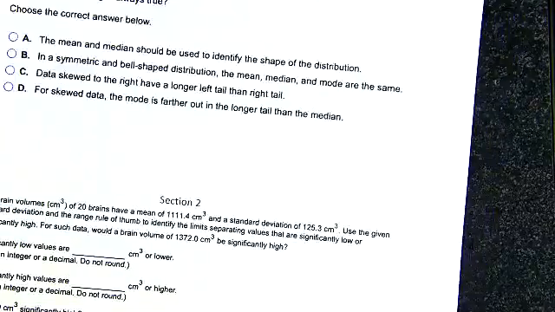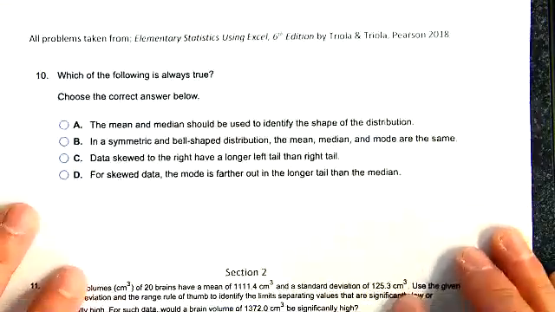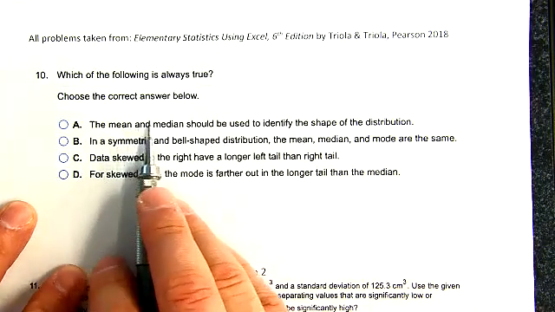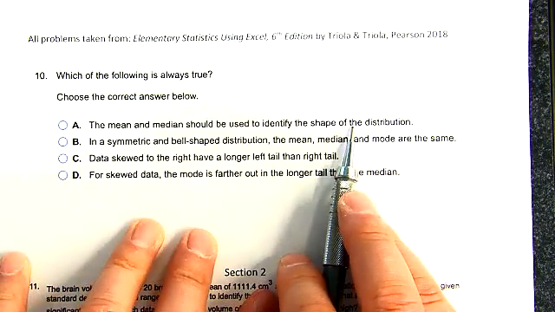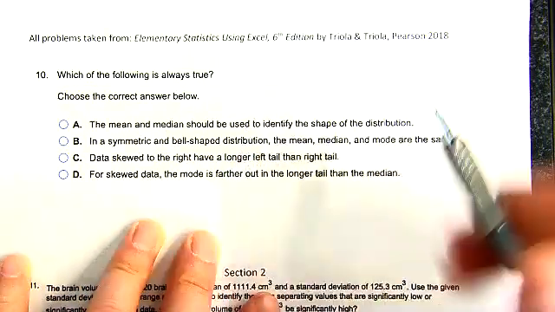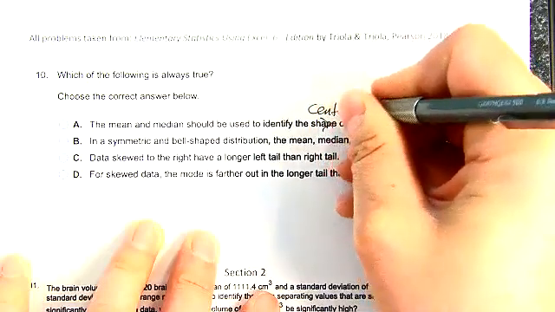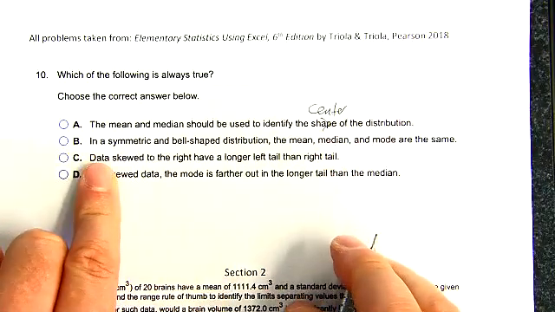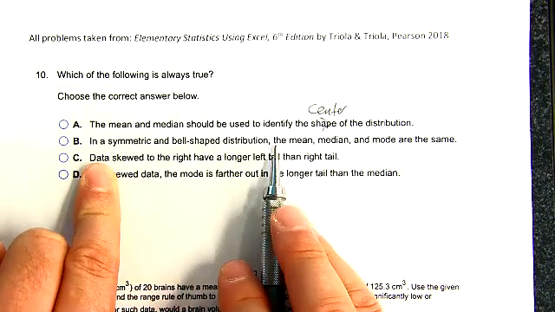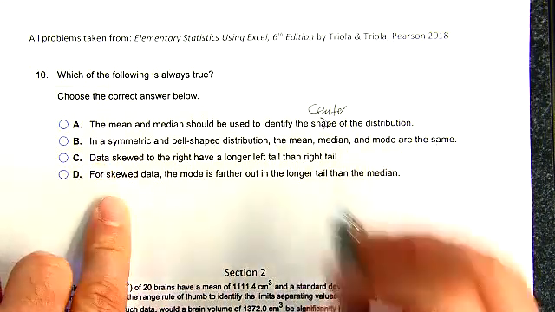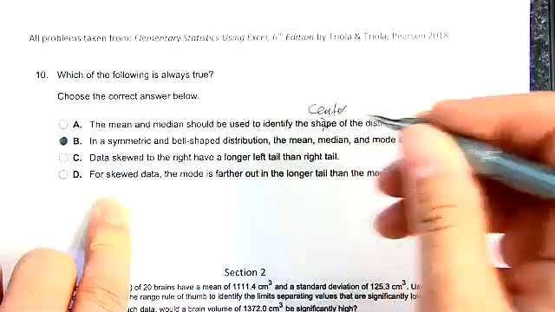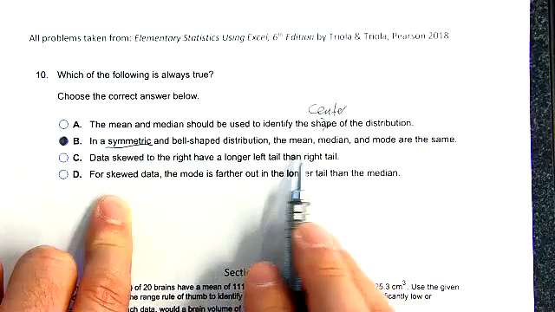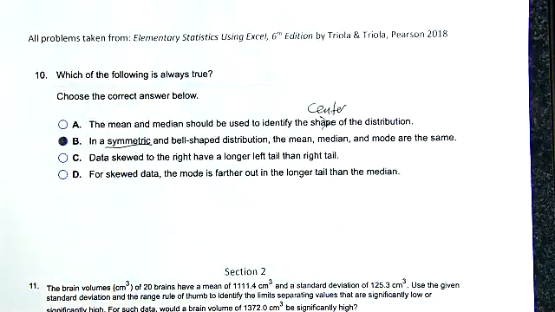Last question. Which of the following is always true? The mean and median should be used to identify the shape of the distribution. We don't use the mean and median to identify shape. We use them to identify the center. In a symmetric and bell-shaped distribution, the mean, median, and mode are the same. That is true. So if your bell shape is perfectly symmetric, all these measures of center will be exactly the same number.